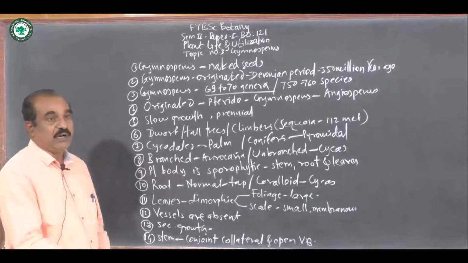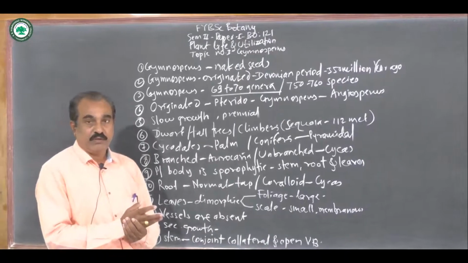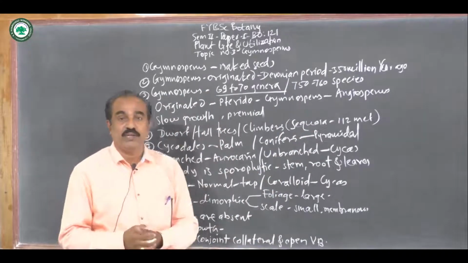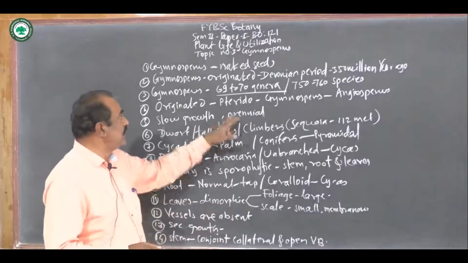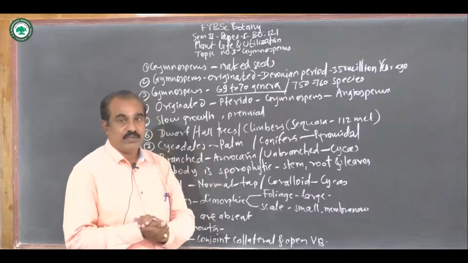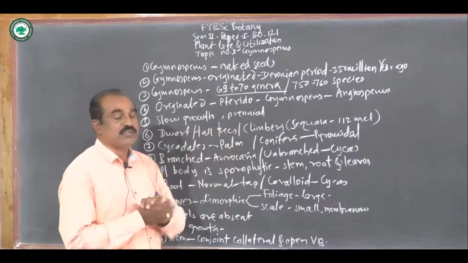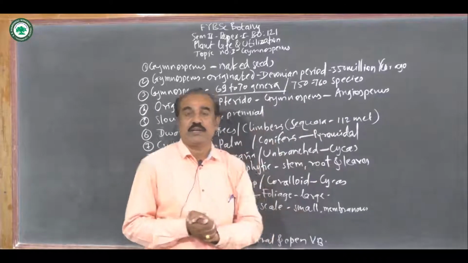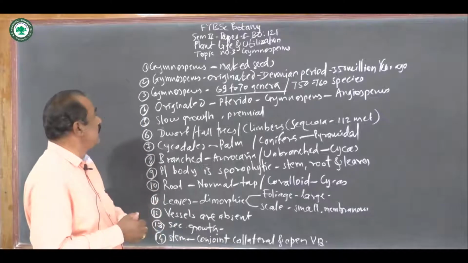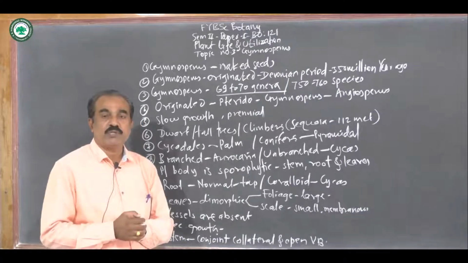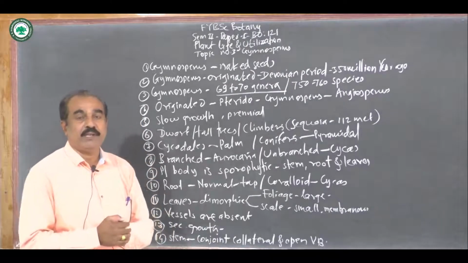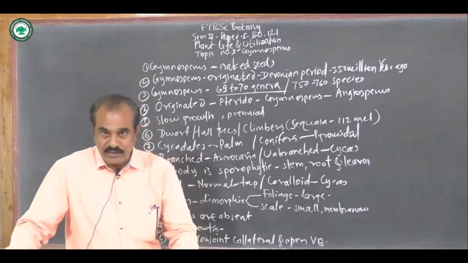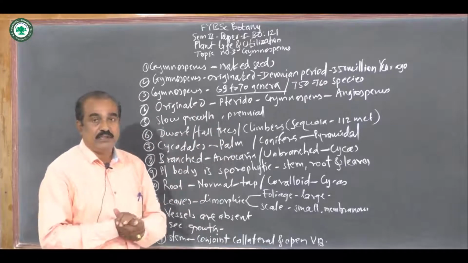Now gymnosperms originated from the pteridophytes, and these gymnosperms give rise to the angiosperms. This is the evolutionary link that exists between the pteridophyte, gymnosperm and angiosperm. So, pteridophyte is the ancestor stock of the gymnosperm, and from gymnosperm, after evolution, the angiosperms developed. Next character, the growth of the gymnosperm is very slow, and they are perennial. That means they require more than 3 to 4 years to complete their life cycle. So they are perennial in habit.